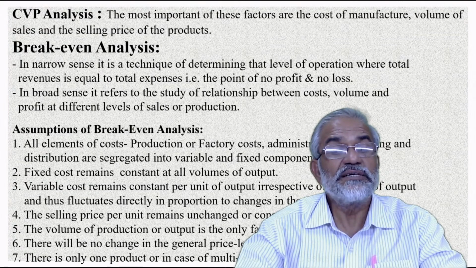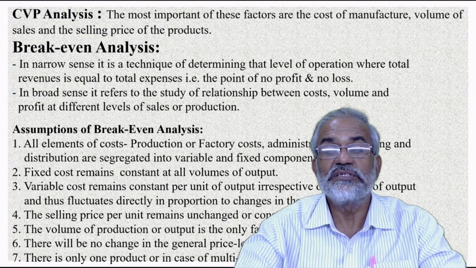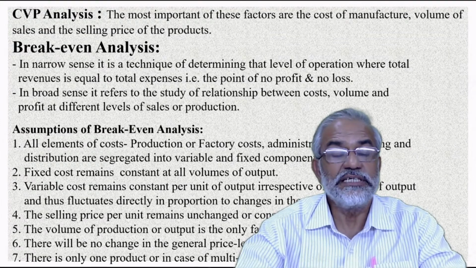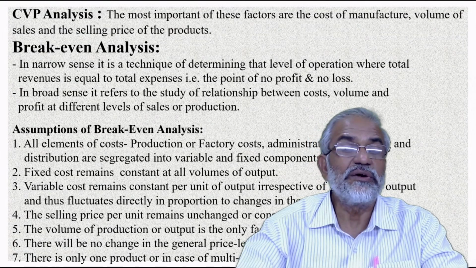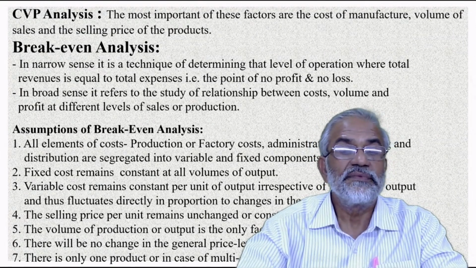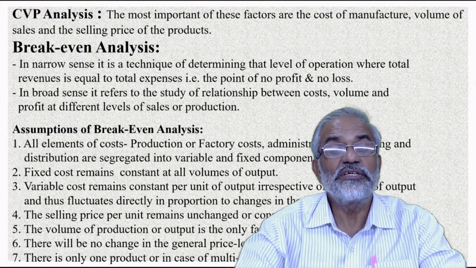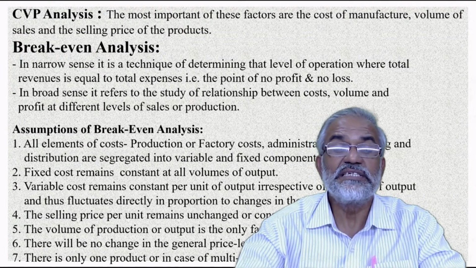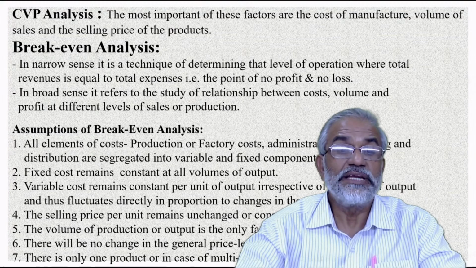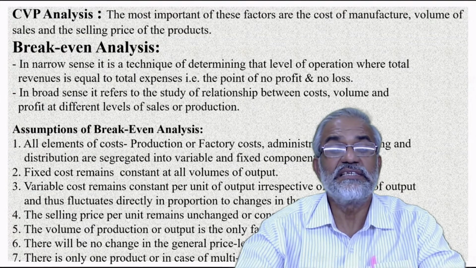The fourth assumption is the selling price per unit remains unchanged or constant at all levels of activity. It will never undergo a change, either increase or decrease. It will remain constant throughout. The fifth assumption of break-even analysis is that the volume of production or output is the only factor which influences the cost.